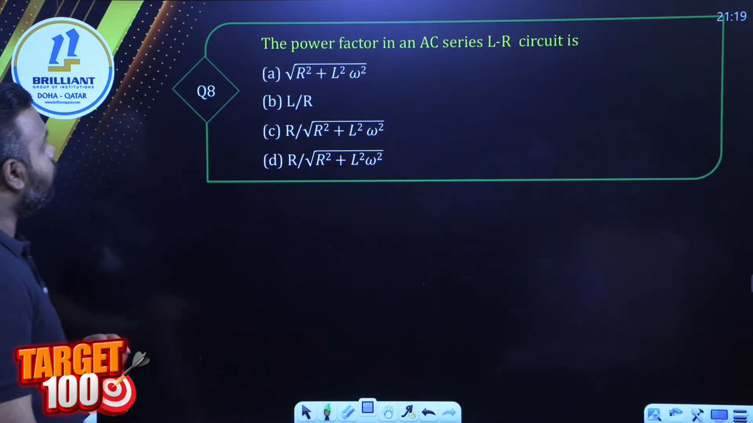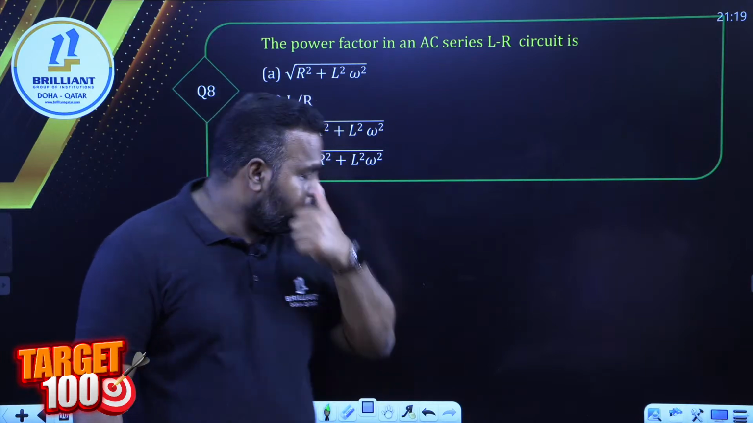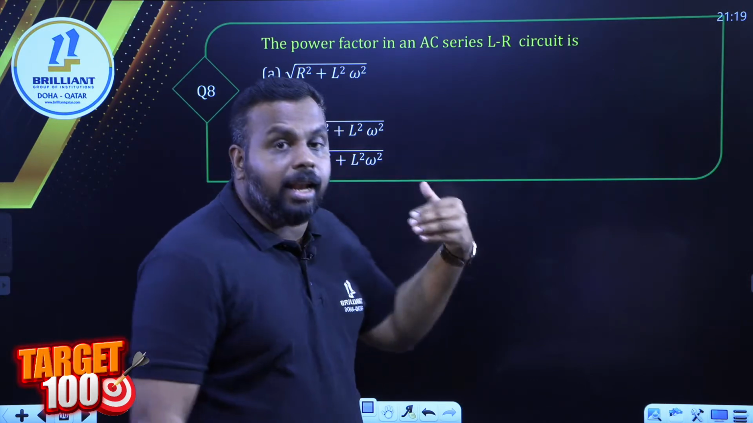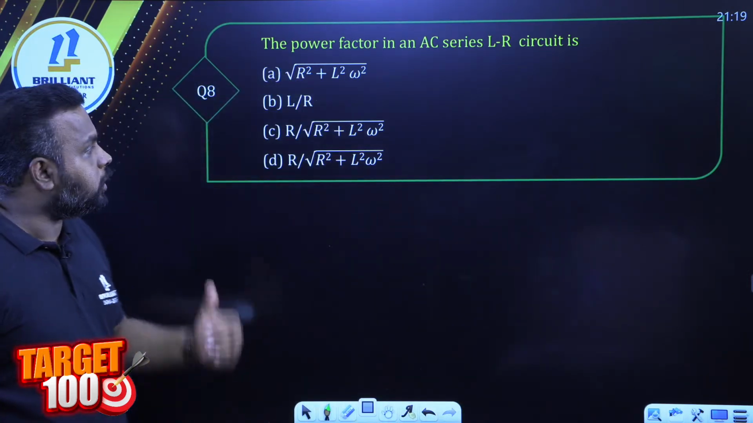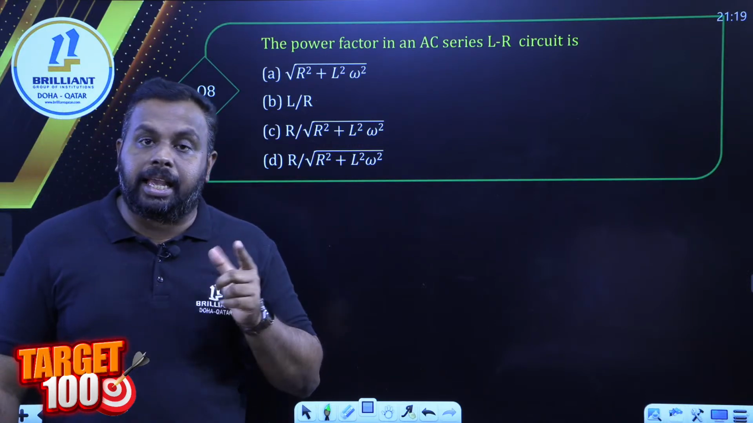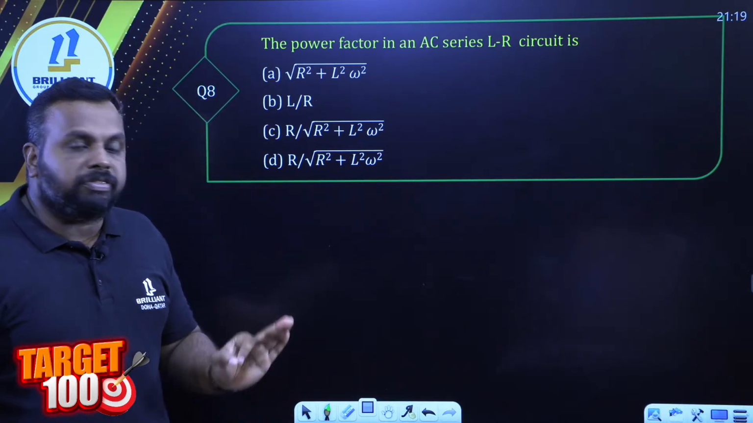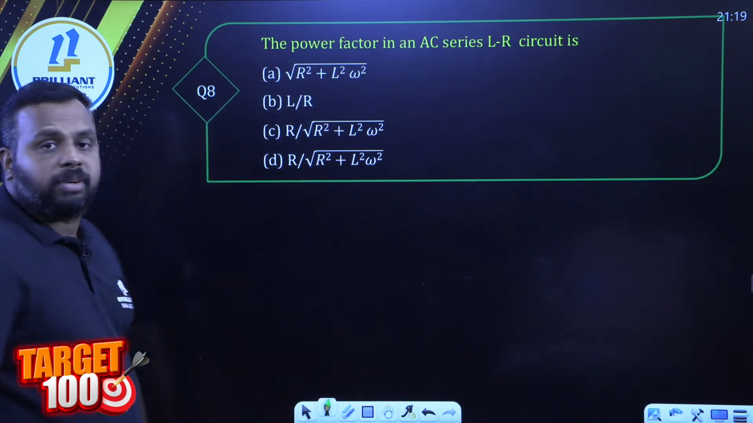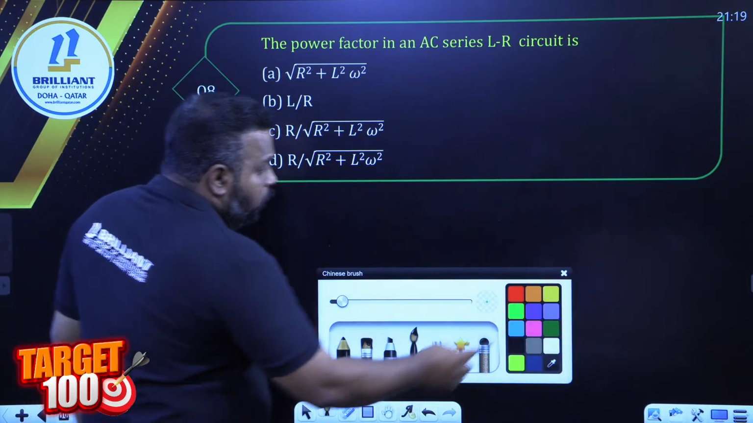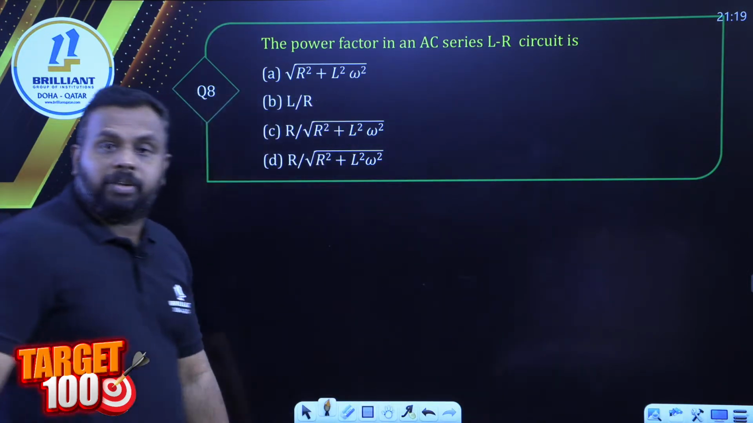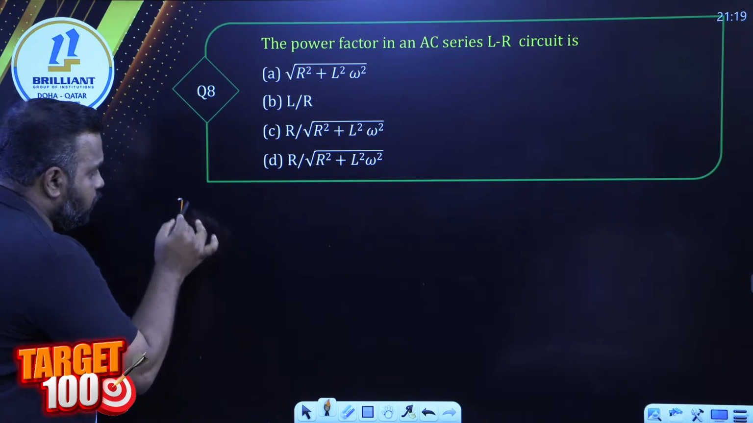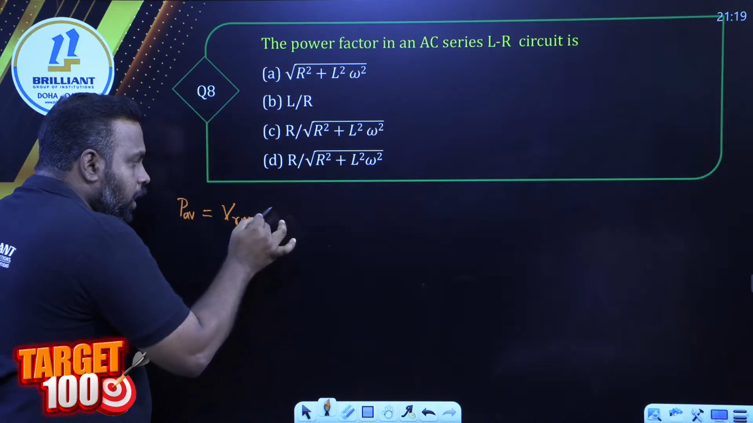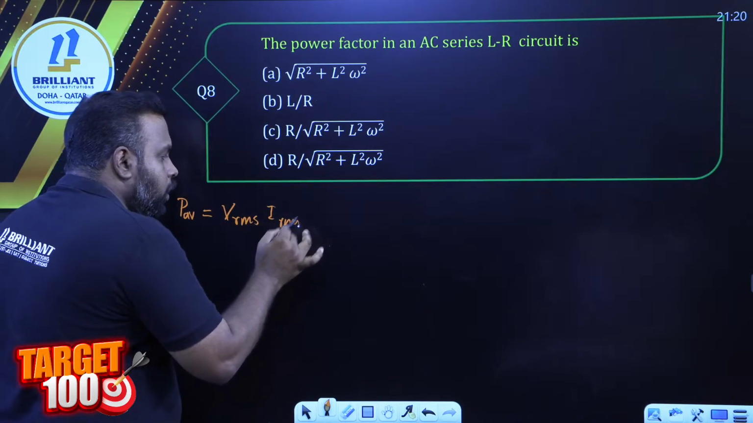Question number 8. Look at this. The power factor in an AC series LR circuit. What is the power factor in a series LR circuit? Power factor is an important topic, so let's quickly recall the concepts. What is power factor? We know the formula for the average power of an AC circuit. P average is equal to VRMS IRMS cos phi.